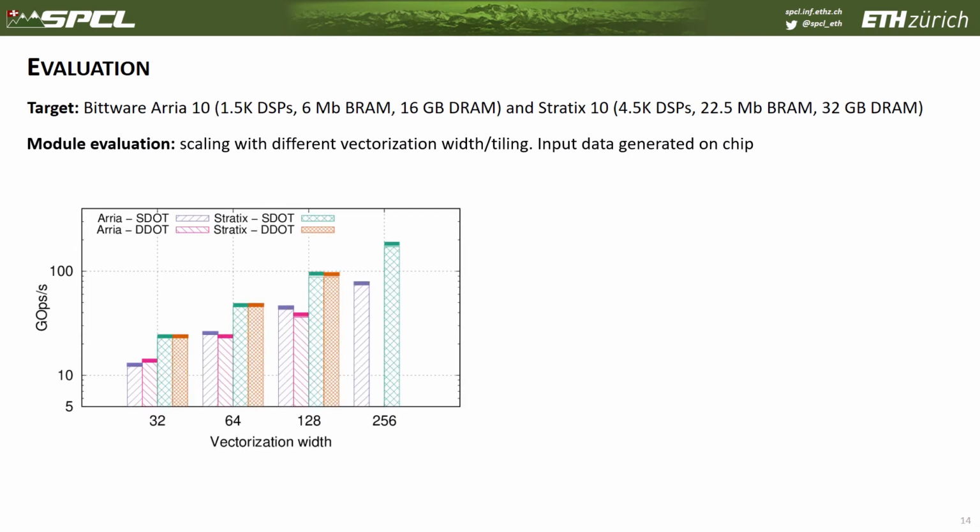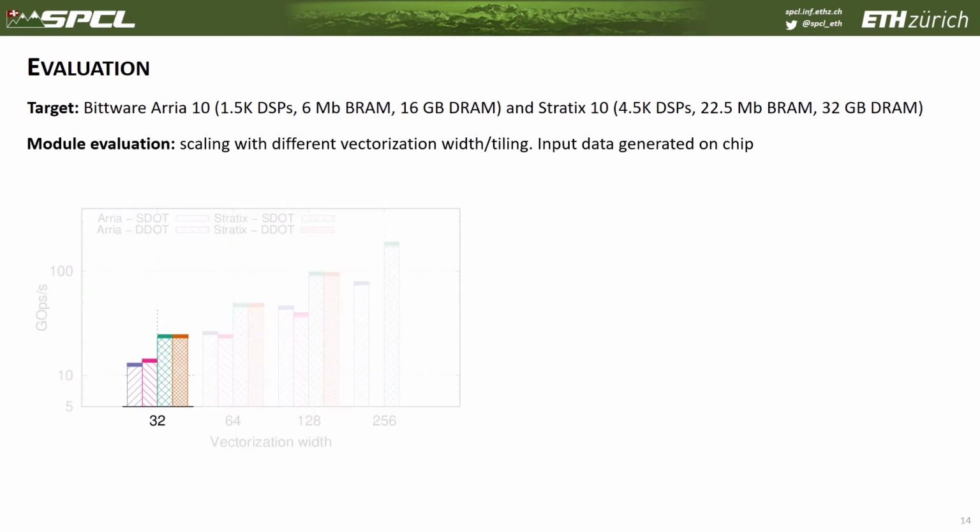So here I'm showing you the result for the DOT module. On the x-axis is reported the vectorization width, on the y-axis is reported the performance in logarithmic scale. For each of the vectorization widths you will see 4 different bars. The first two refer to the Arria chip, single and double precision, and the other two for Stratix, single and double precision. On the top of each bar is reported as a tick dash the expected performance computed by considering the used resources and the final frequency of the circuit.